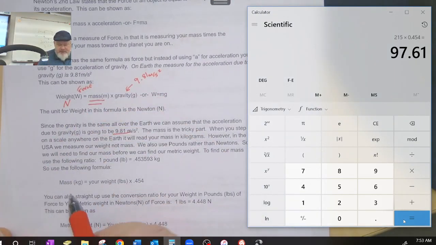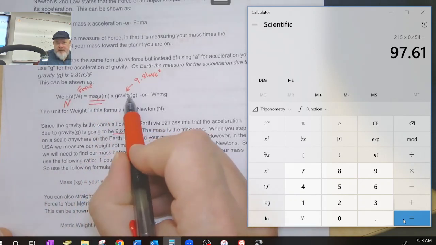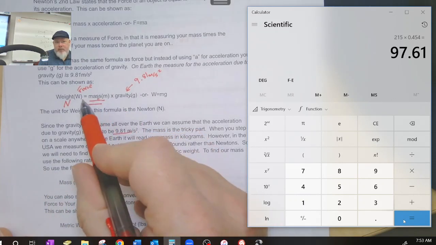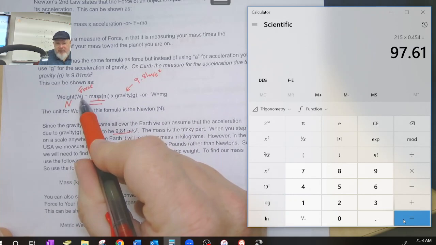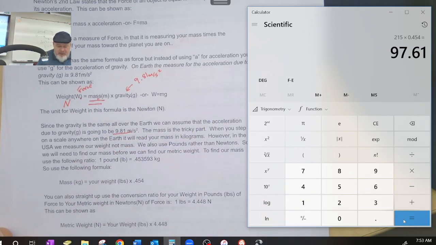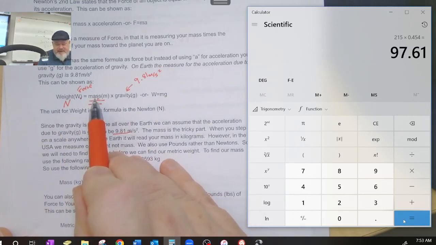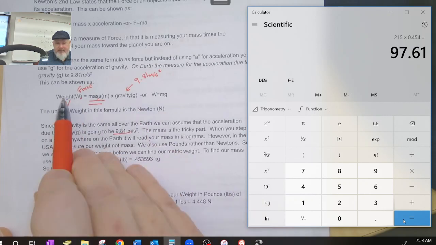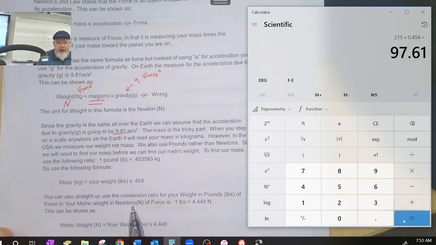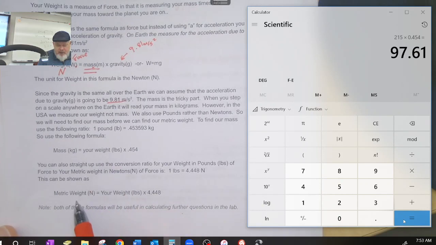Now, there's another thing that we need to figure out here, is that I said that weight is a force. We just figured out the mass. Once we figure out your mass, now we could put that mass into this number, multiply it by 9.81, and that will give us our metric weight. Okay? But there's two ways we could do that. We could do it that way, putting 97.6 here times 9.81, that's going to give us this.